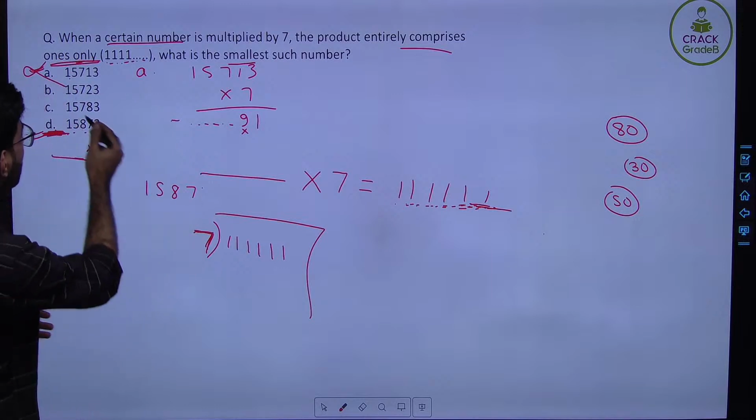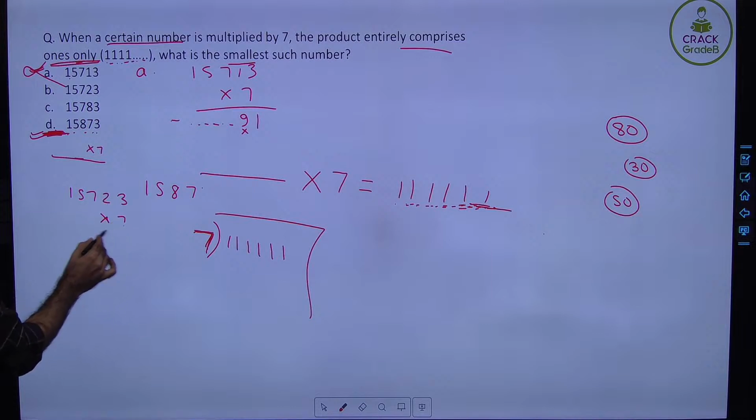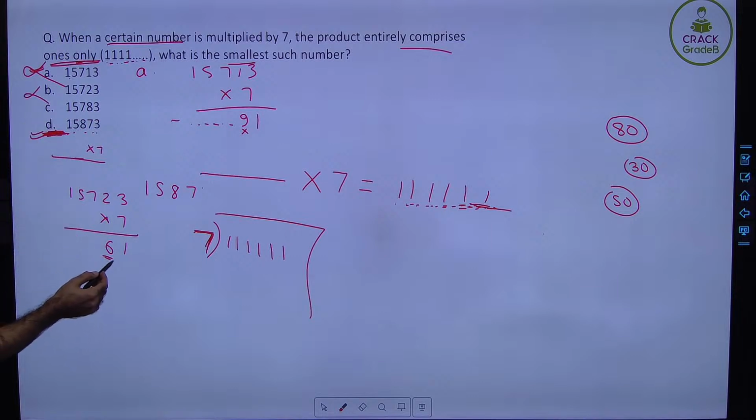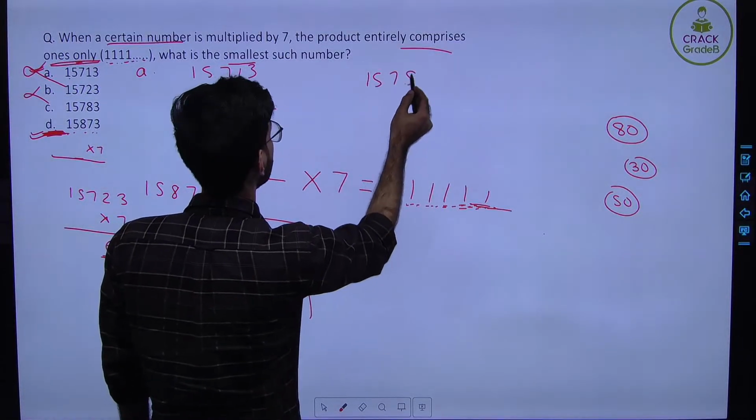Right? So now let us look at option B, 15, 7, 2, 3. 3 into 7, again 21, 2. 2 into 7 is 14, and then 2, 60. So can it be the option? No. You have got 6 here. Only one should be. Now let us look at option C, 15, 7, 8, 3.